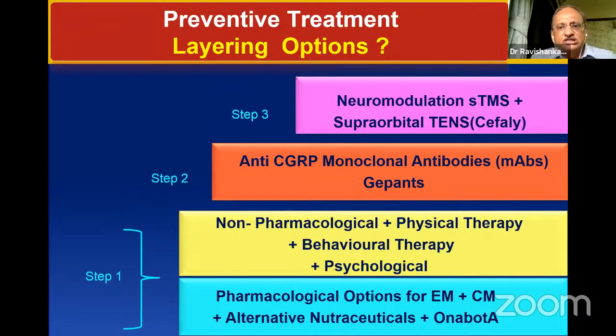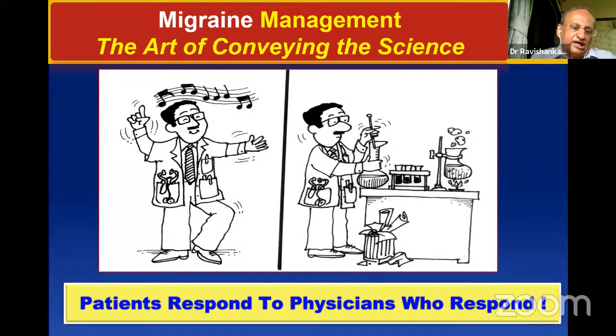So this is what I would say: combine this with an empathetic attitude to the patient's misery and suffering, and you have a good outcome and improve the optimal. This is what I would call optimal management, preventive management of migraine.